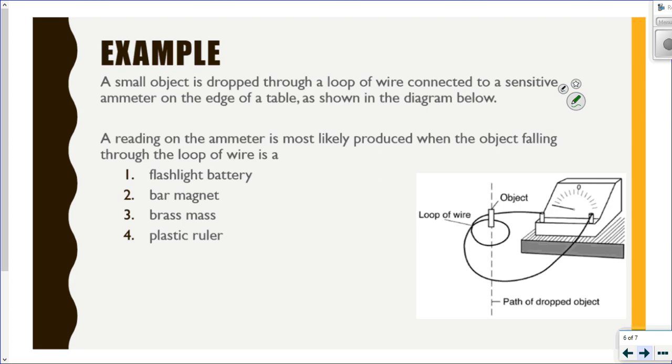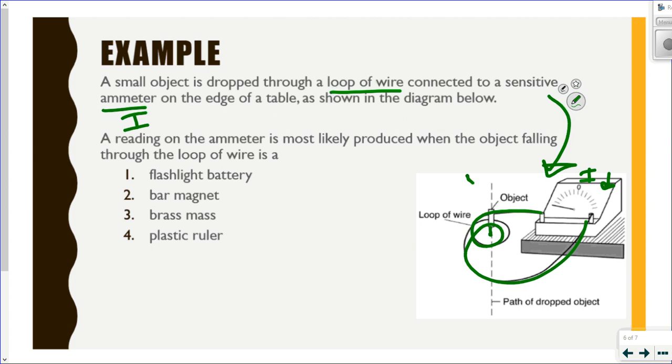So let's just take a look at a quick example. A small object is dropped through a loop of wire. We see that's conductive, and this is shown in this picture below, connected to a sensitive ammeter, meaning we can read current. A reading on the ammeter is most likely produced when the object falling through the loop is A. We need to say, hey, we need to produce some current in this loop. This is just conductive wire. It is not conducting anything yet. It is not connected to any kind of voltage source. But if we drop a certain object through this loop, we can induce a current.